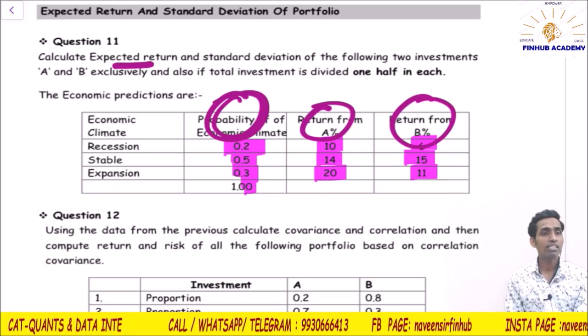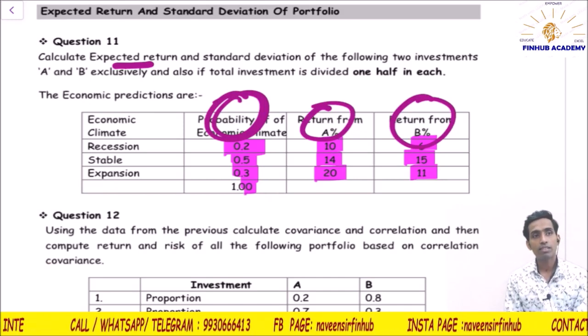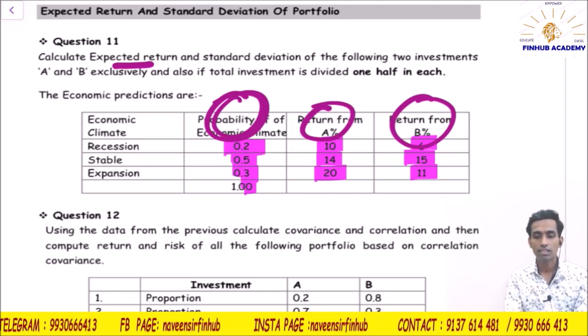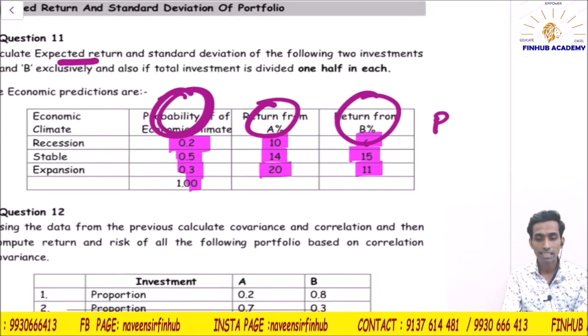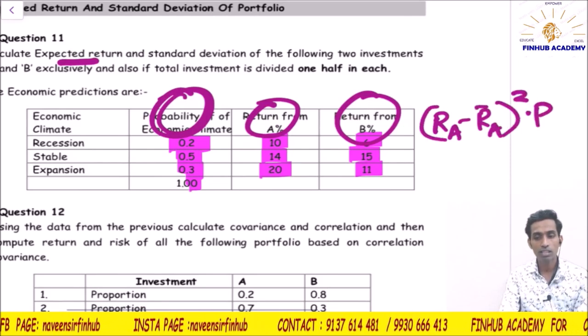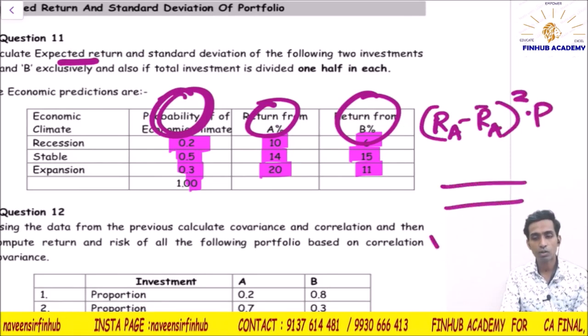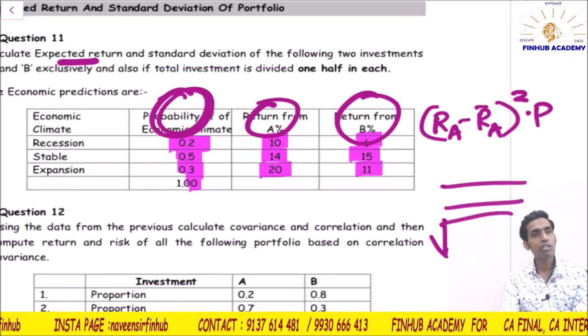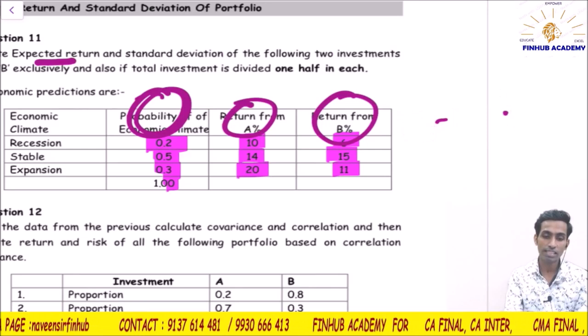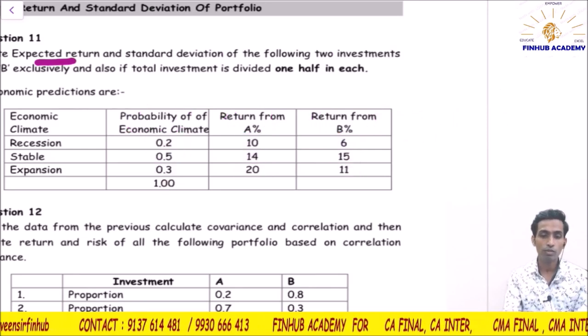Can we calculate the standard deviation of A? Yes, when probability is given. If we know the expected return, it is RA minus RA bar, the whole square, into probability, and the total. This is your variance, and then take the root. Same for B. So we can. Please be confident. Is that clear? Every question we are doing the same thing.